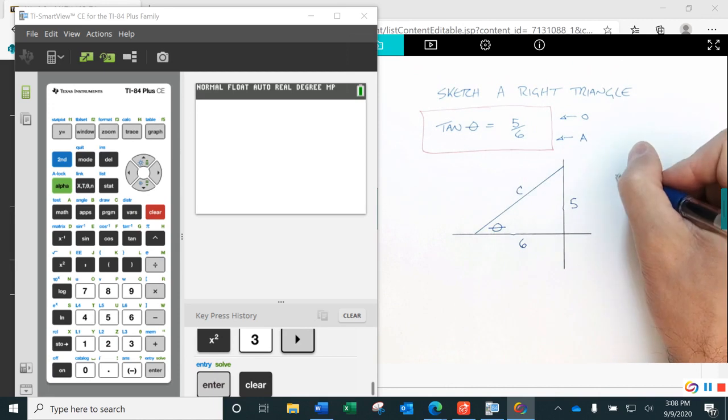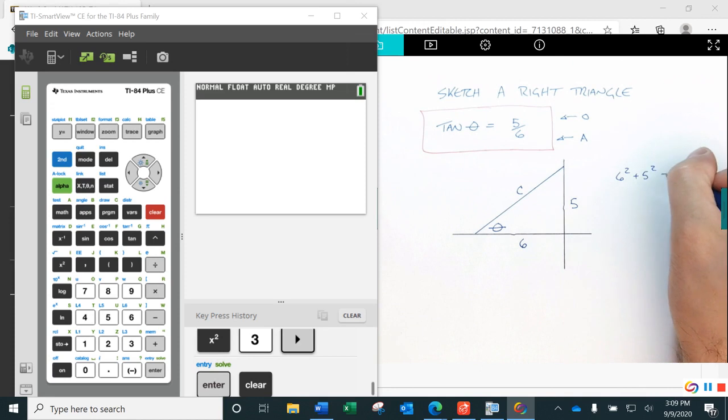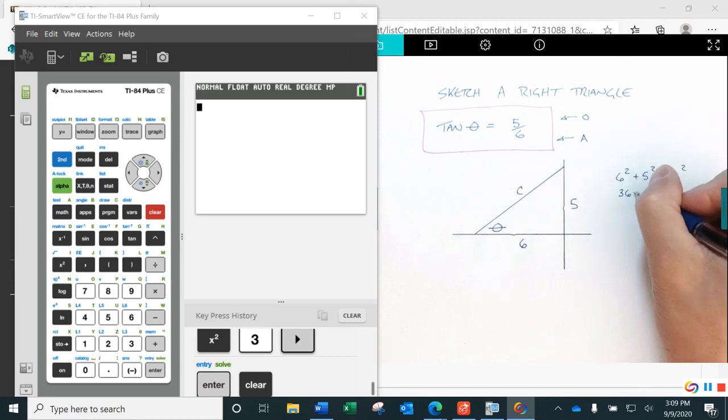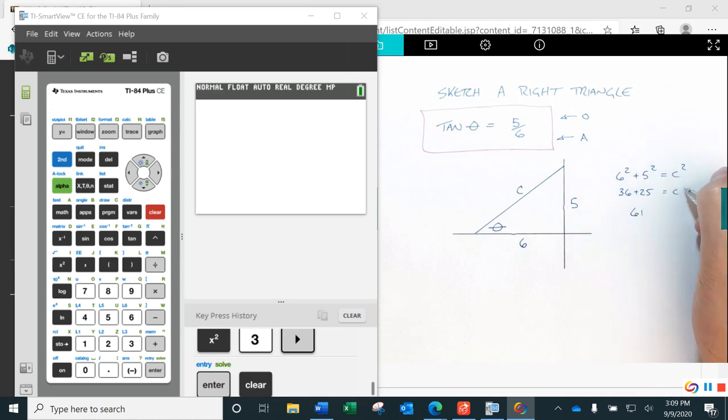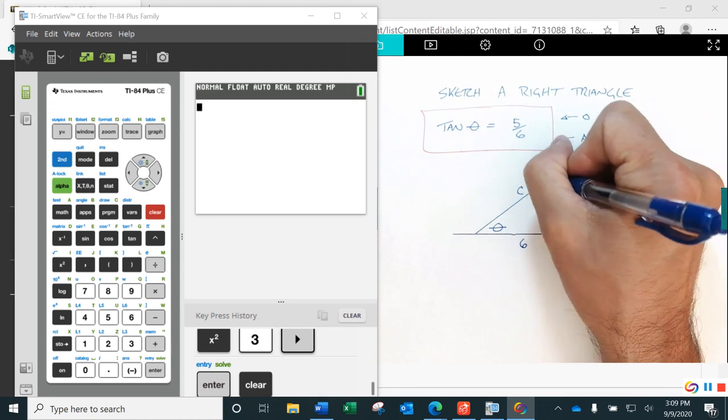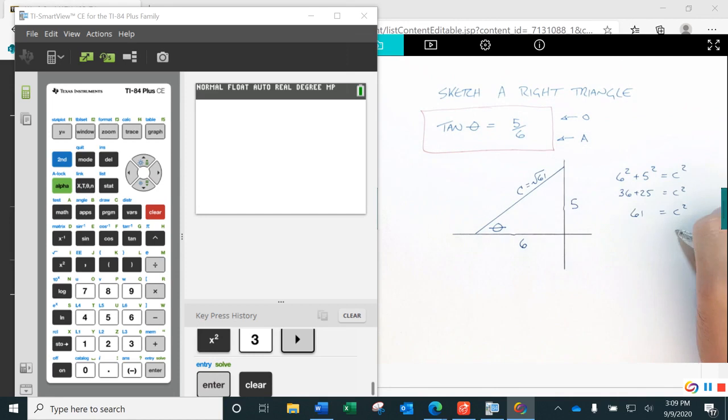So we've got a squared plus b squared is equal to c squared. So I have 36 and 25 that sum to 61. And so c is equal to the square root of 61. Probably pays to write it down here like that. Well, great. I think we're in good shape now.